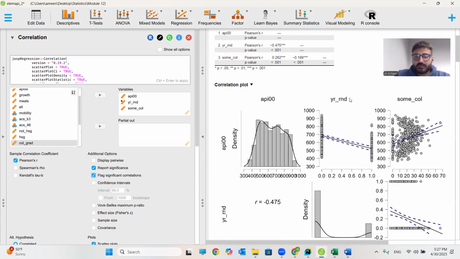Some of the plots here, we can see year-round, the values of the API if the year round is zero, basically meaning that there is no summer school. We can see them on average being higher. And if we have a summer school, we can see the API is dropping. If we look at some college for the parents, this is telling us that the API is somewhat increasing with more students having parents with college degrees.